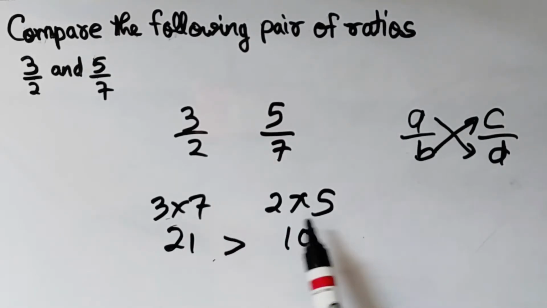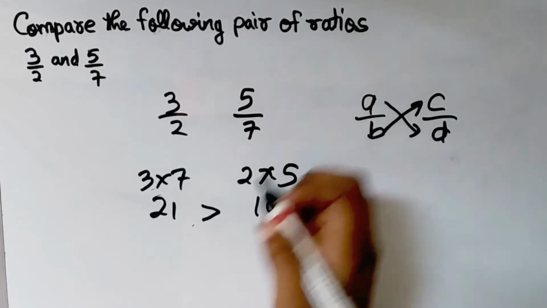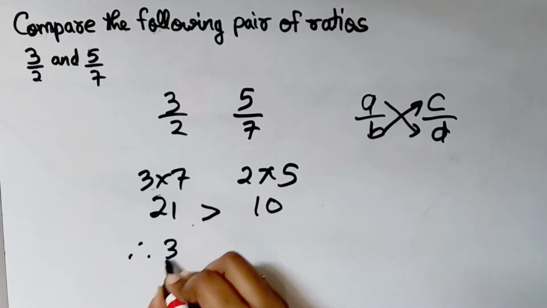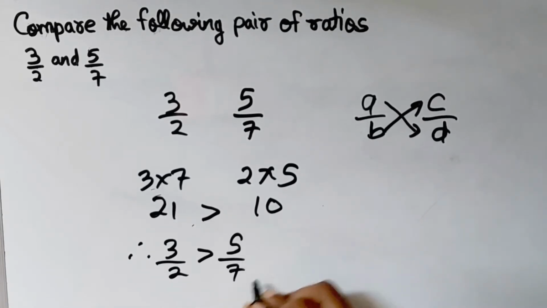Okay, AD is greater than BC. 3 upon 2 is greater than 5 upon 7. So therefore 3 upon 2 is greater than 5 upon 7. So this is how you will compare. Okay.